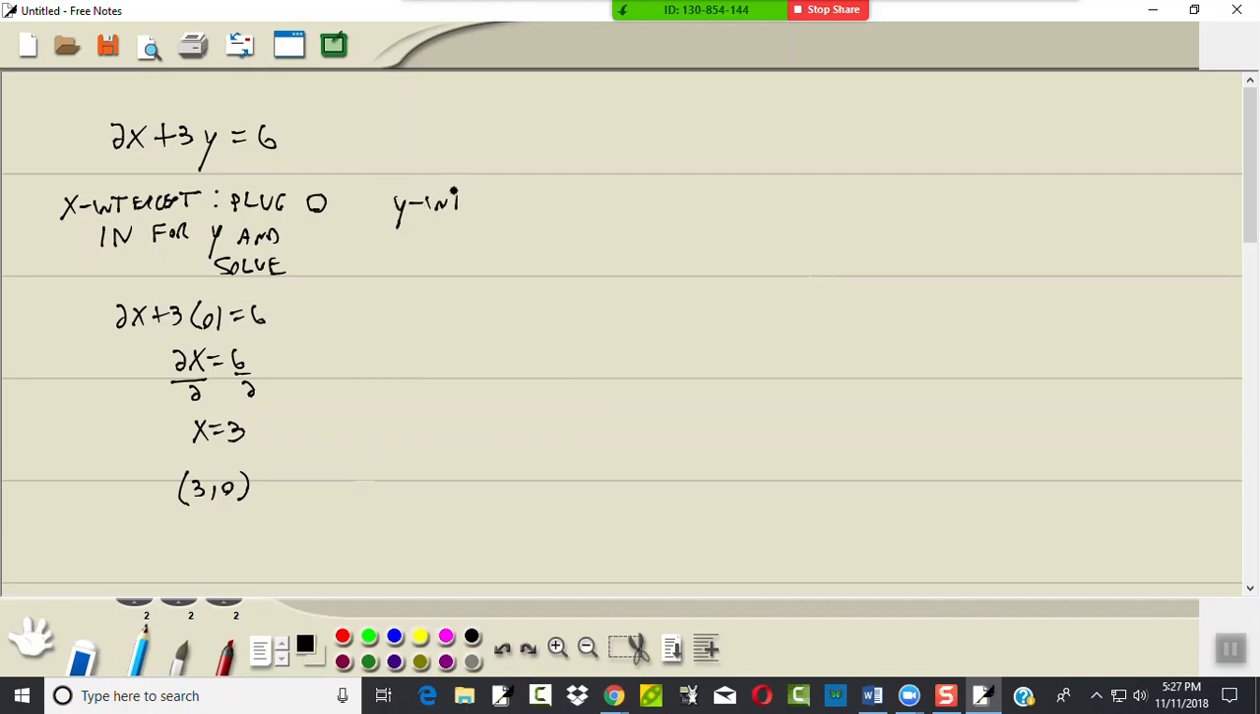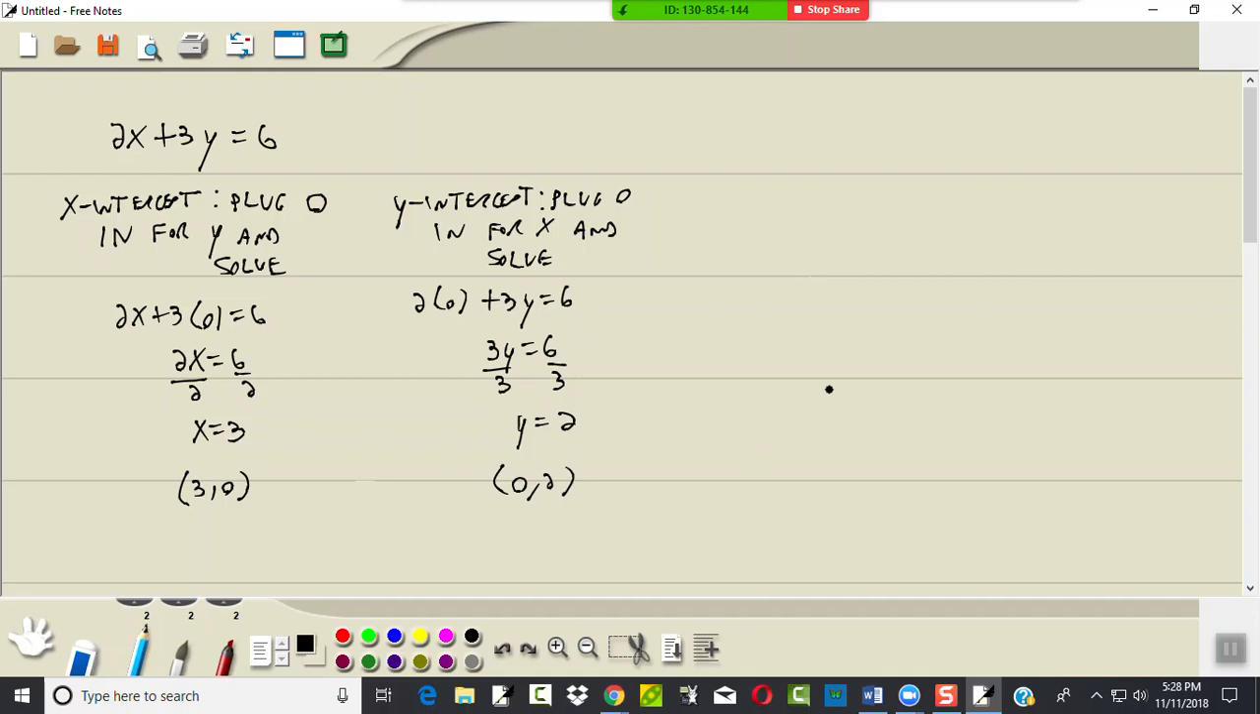Then we find our y-intercept. And again, you always plug 0 in for the other variable. So we're going to plug 0 in for x and solve. So I'm going to go back to my original equation up here. Put 0 in for x. So I got 2 times 0 plus 3y equals 6. 2 times 0 drops away. We got 3y equals 6. Divide both sides by 3, and we get y is equal to 2. So we'd have the point (0, 2).